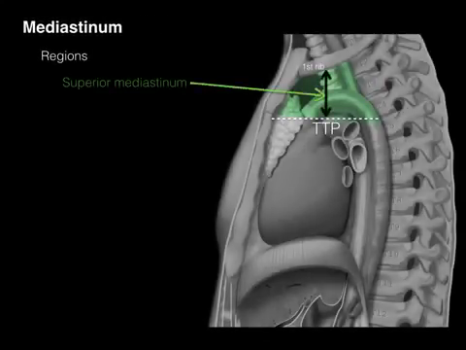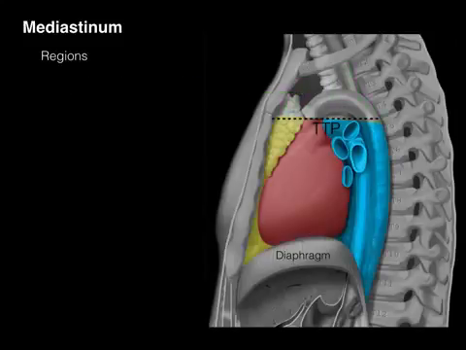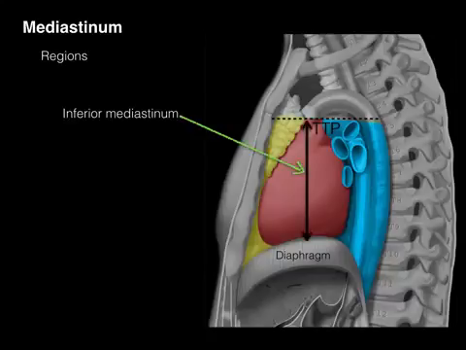The superior mediastinum is between the first rib and that transverse thoracic plane, and then the inferior mediastinum is between the transverse thoracic plane and the diaphragm. And the inferior mediastinum has three different sub-regions because we're anatomists. We have to name the daylights out of everything.